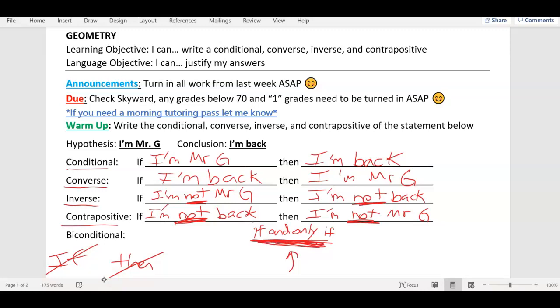And what you're going to do is put the hypothesis, I'm Mr. G, at the beginning, just the way it is. And then I'm back just the way it is as the conclusion. Does everyone see? Mr. G is the same, I'm back is the same. The only thing for a biconditional is if and only if goes in the middle. Okay, very important.